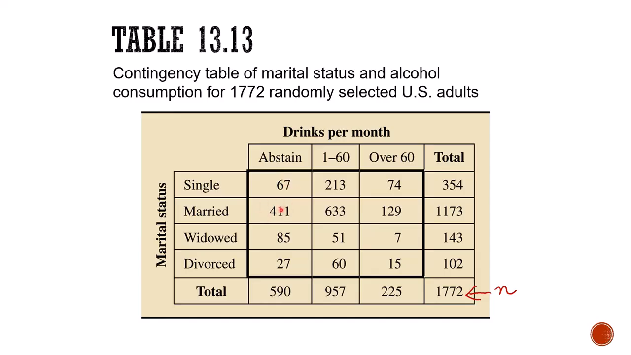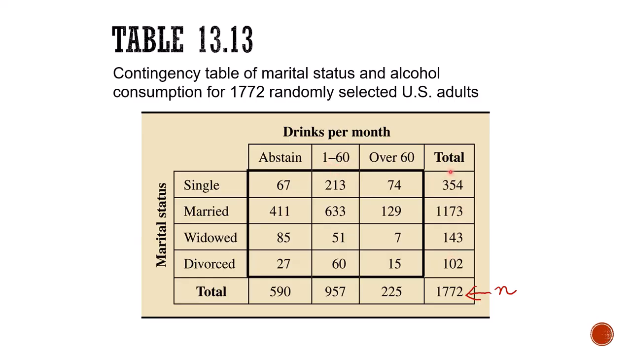Then there were 411 observations of married individuals who never drink. Likewise, this value 74 means there were 74 observations of people who are in the marital status of single who had over 60 drinks per month. The values inside this rectangular block are what's called joint values, or joint frequencies.